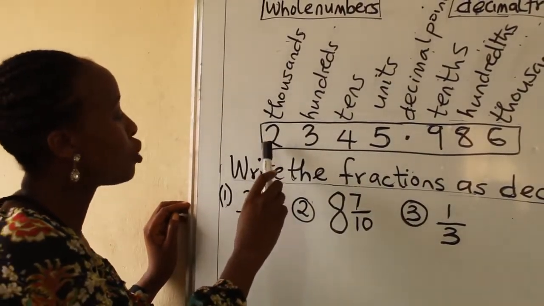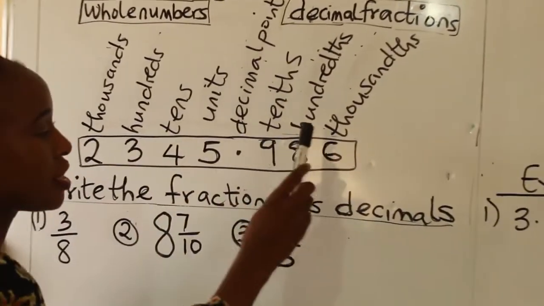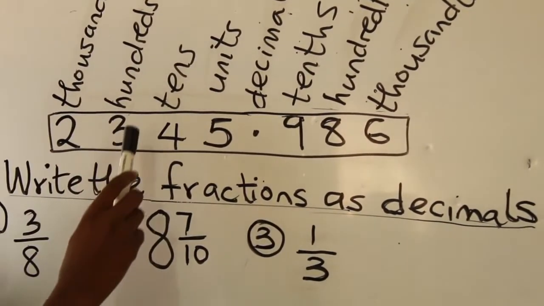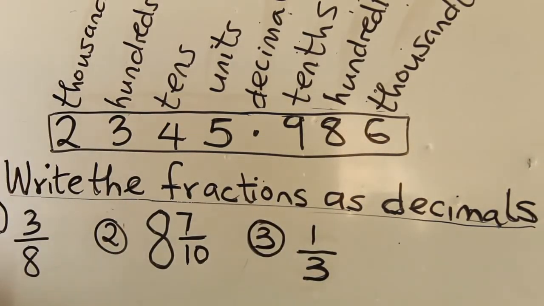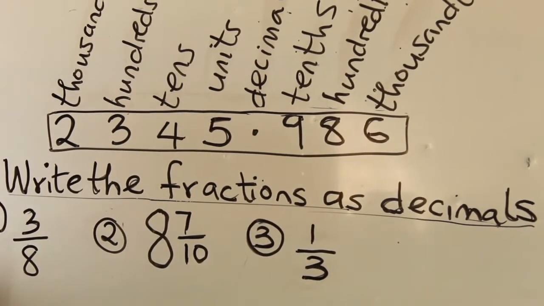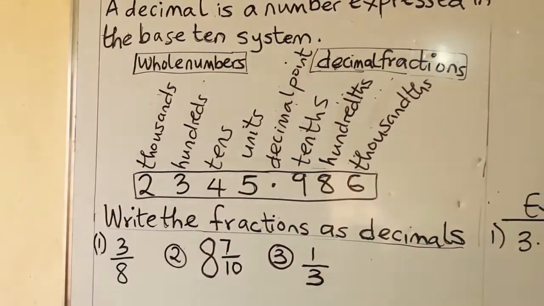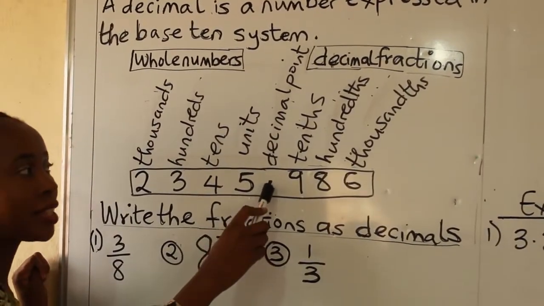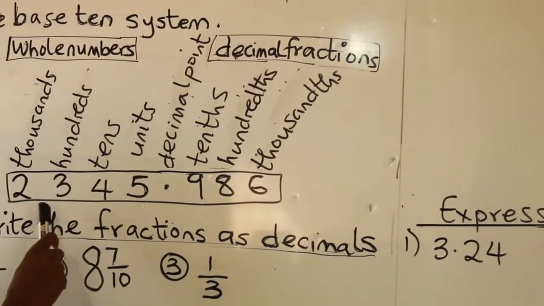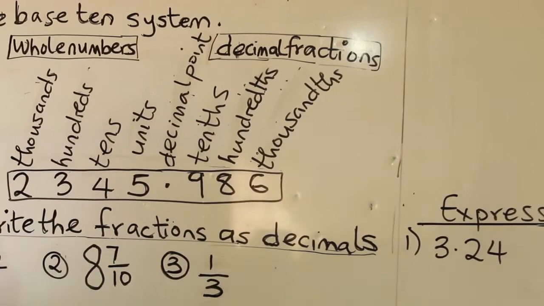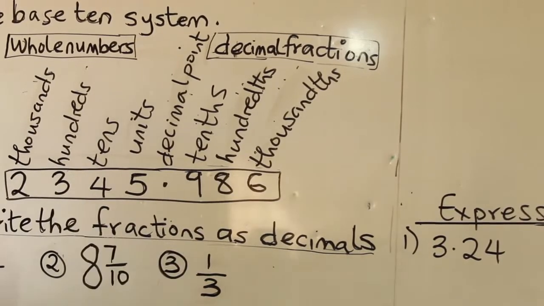Here we have 2,345.986. Our place value system. I'm sure you can remember your place value. Here we have the decimal point, which is separating these 4 digits from the other 3 digits.